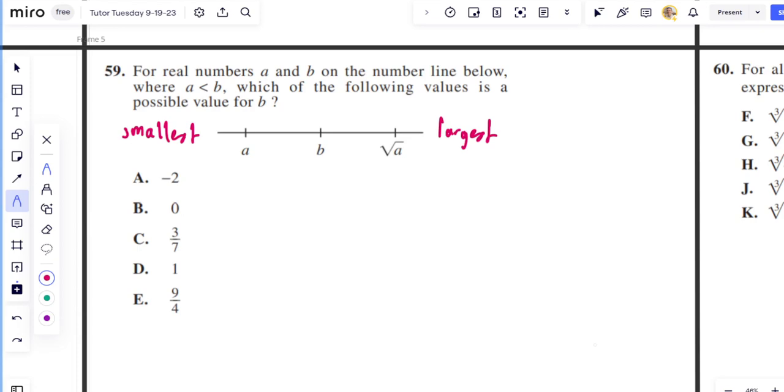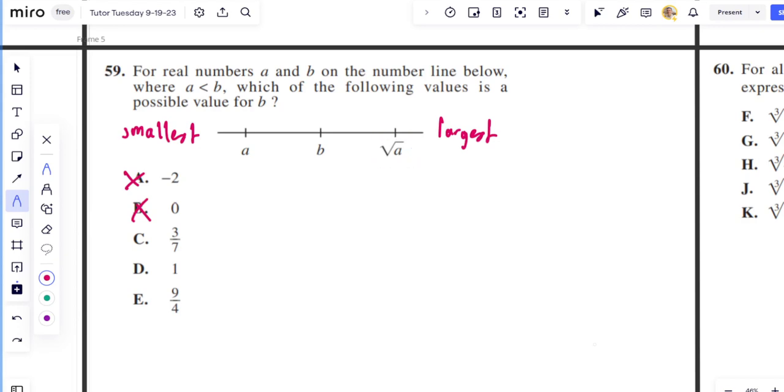Well, one thing I know for sure is we can't have negative numbers because the square root of something cannot be negative, and we cannot plug anything negative into the square root. 0, well, we have this strict inequality here. It's not less than or equal to, so it couldn't be 0 because that would make a equal to b. Oh wait, no. That would just not work because then a would have to be negative, and of course, we can't take a square root of a negative number and make it positive.